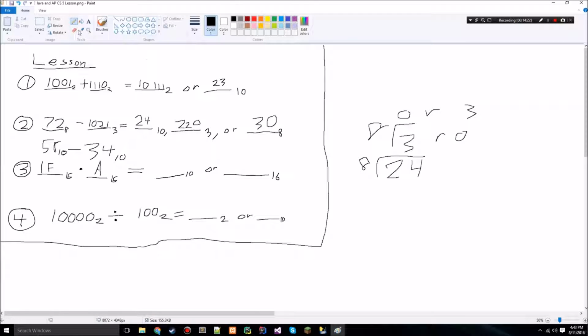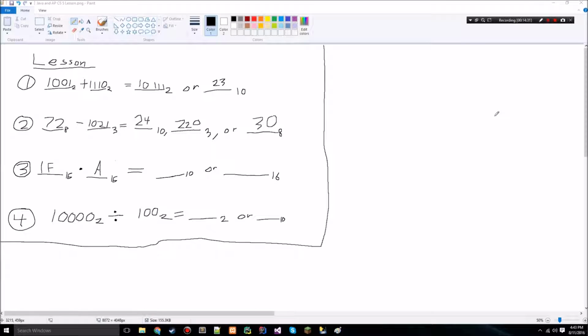Alright, now we can go ahead and move on to number 3. So let me go ahead and erase and we'll be there. Alright guys, we have 1f base 16 multiplied by a base 16. So let's convert all the factors that are in hexadecimal into base 10. So let's make a chart again one last time, and remember f has the same value as 15.